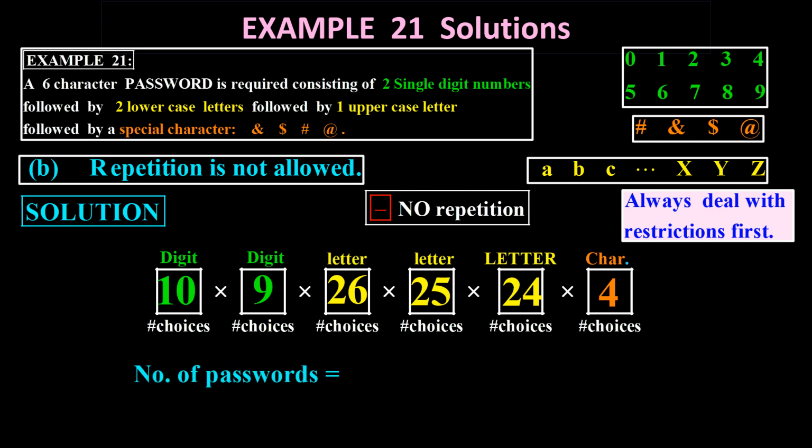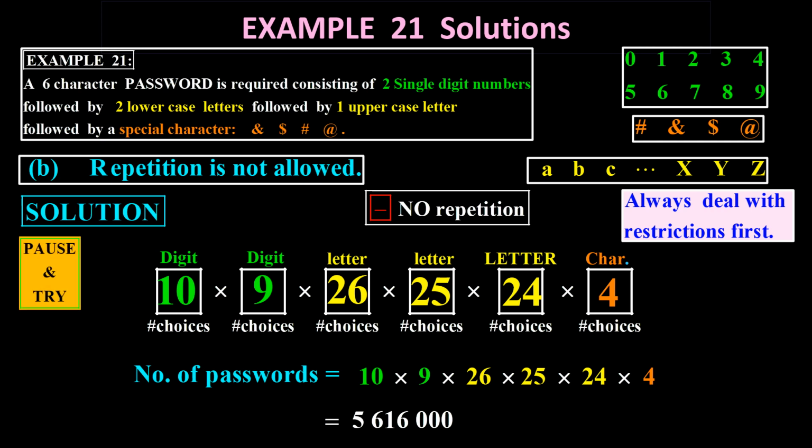So the number of passwords we can make with no repetition allowed would be 10 times 9 times 26 times 25 times 24 times 4, and I'm sure you need a calculator to do that. That gives us 5,616,000. Always important to sort out your restrictions. Try to understand what your restrictions are there.